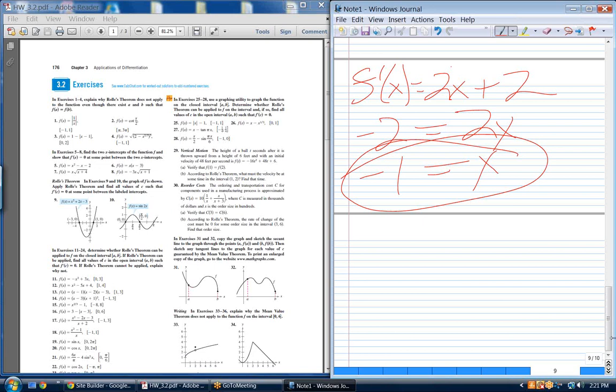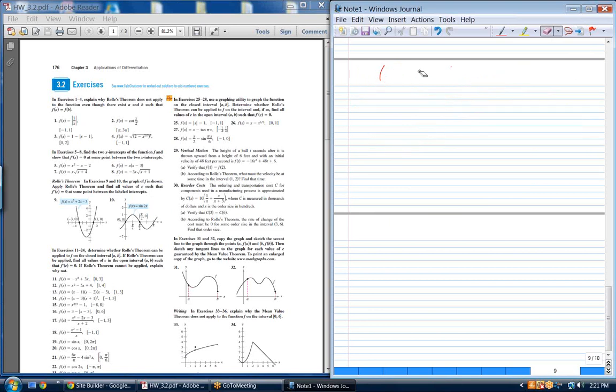How about 10? First of all, does Rolle's theorem apply? Yes. It is continuous and differentiable. And f of 0 equals f of pi. So there are 2 points, same thing as in the previous problem. f of minus 3 was equal to f of 1, and that's why Rolle's theorem applies. And in 10, it looks like there's 2 places where the derivative is equal to 0.